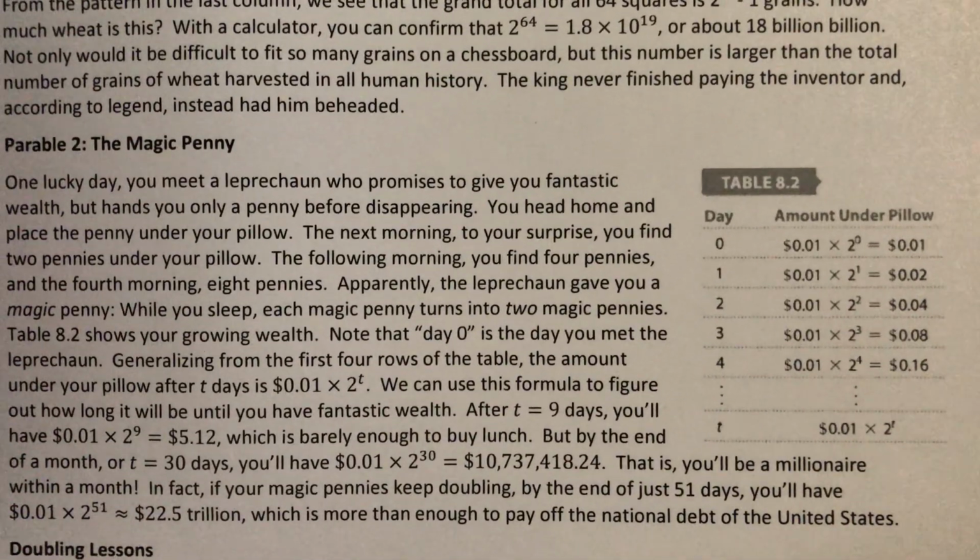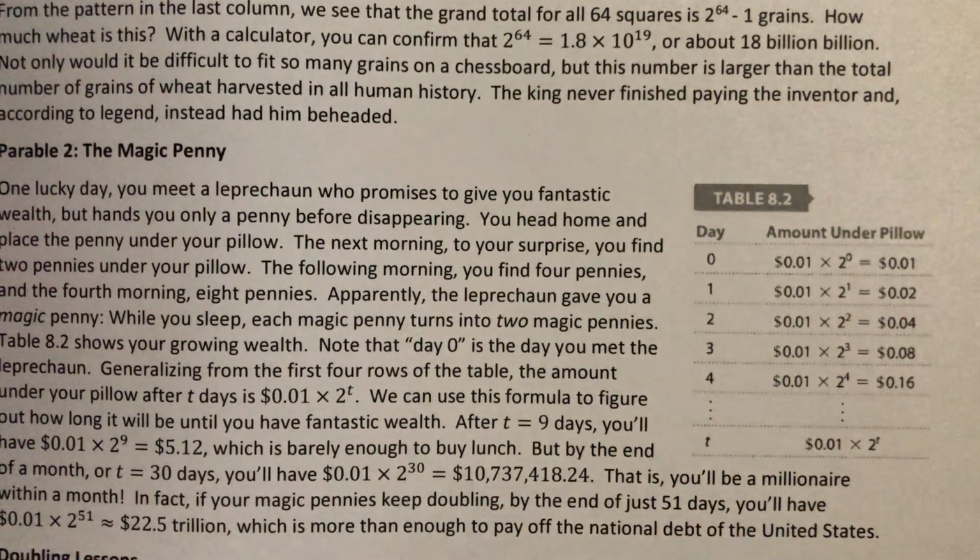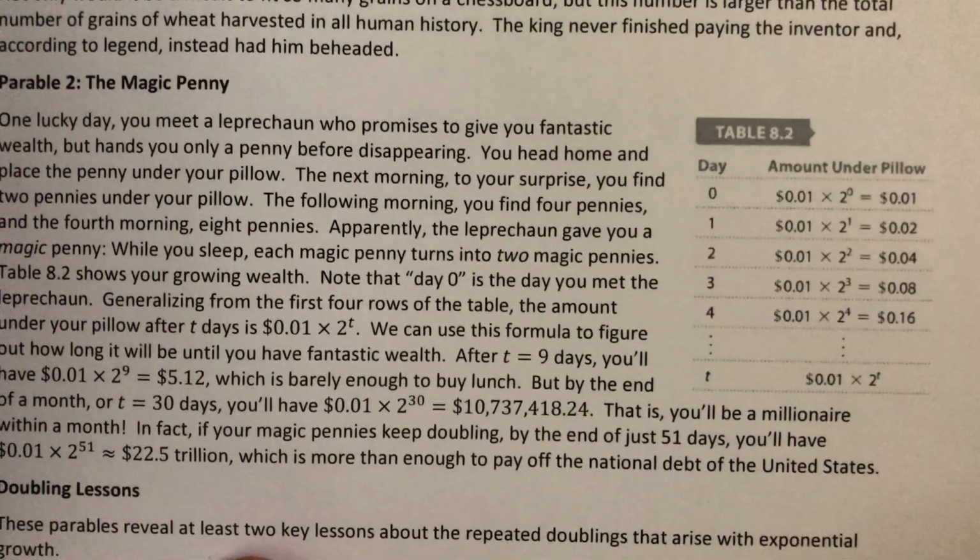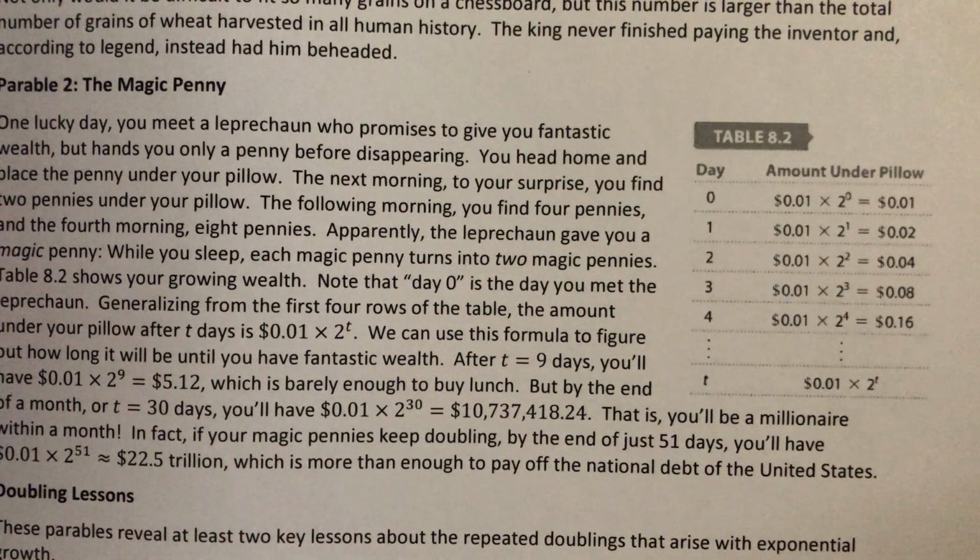Along the same lines, you meet a leprechaun. And he gives you a penny and disappears. You take it home, put the penny under your pillow. The next morning you have 2 pennies. The morning after that you have 4. The morning after that you have 8. Then you have 16, and then you have 32, and then you have 64, and then you have $1.28. So if that continues, after a month, you have $10.7 million.